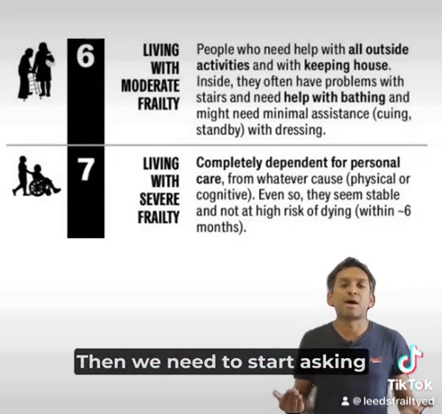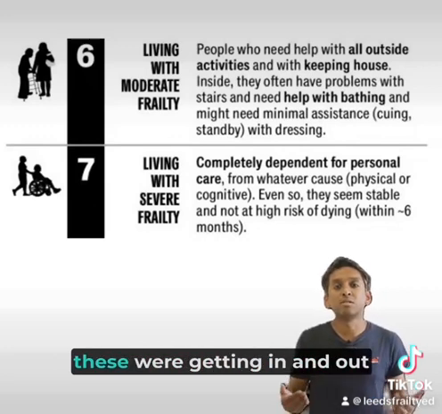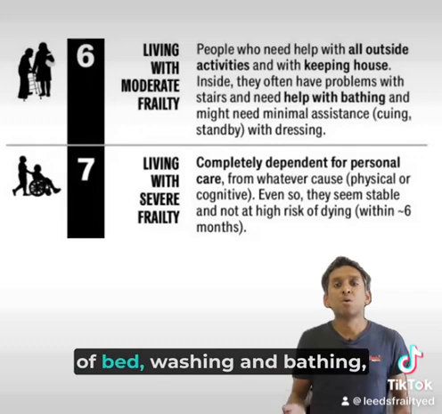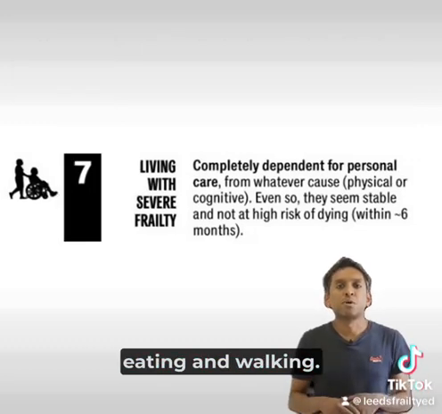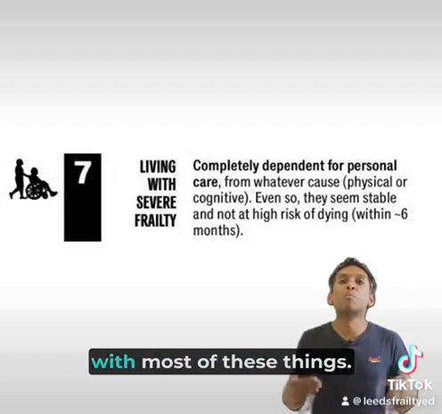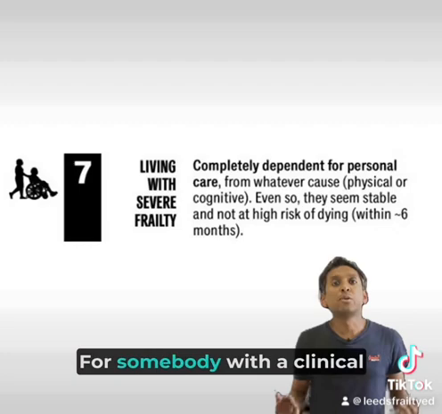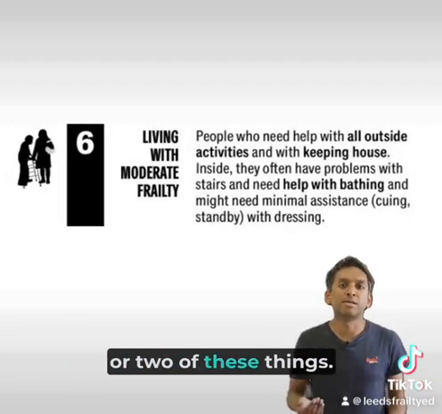For people with clinical frailty scores of 6, moderate frailty, and clinical frailty scores of 7, severe frailty, then we need to start asking those questions about activities of daily living. Remember, these were getting in and out of bed, washing and bathing, eating, and walking. For people with clinical frailty score of 7, they are likely to need help with most of these things. For somebody with a clinical frailty score of 6, they might need help with 1 or 2 of these things.